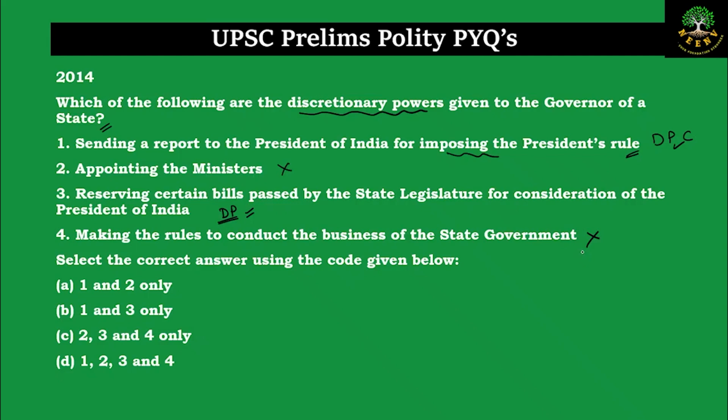Now the correct statements are 1 and 3. So this is wrong. We have 1 and 3 here. So B is the correct answer for this question. Now let us look at the in-depth explanation.